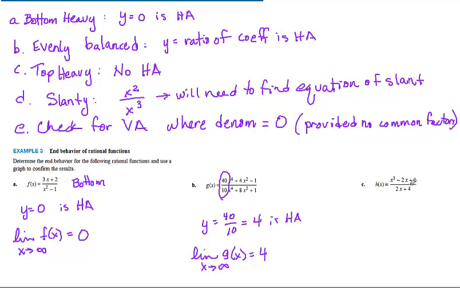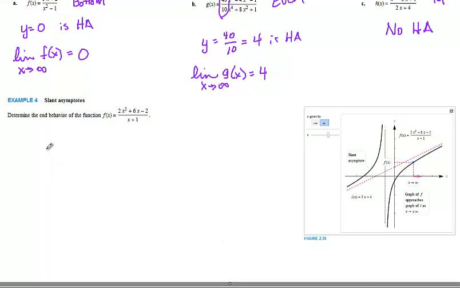The next one is top heavy, so I'm going to write even. Write that this one is top heavy, so it follows part C, no horizontal asymptote, which means that it's either going to positive infinity or negative infinity, which is what we found. We're going to be looking at these slant asymptotes, figure out what's going on with them, and I'm going to show you how to determine what the equation of that slant asymptote is.